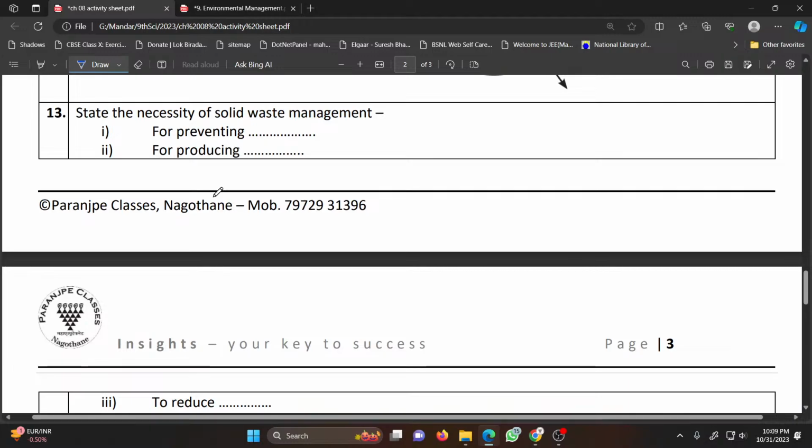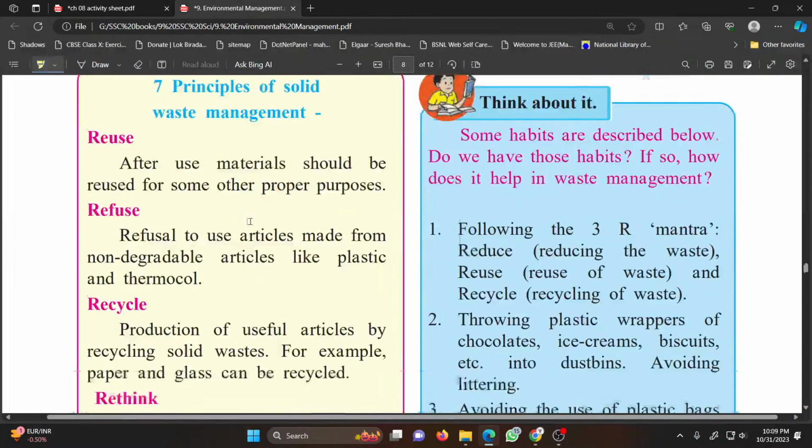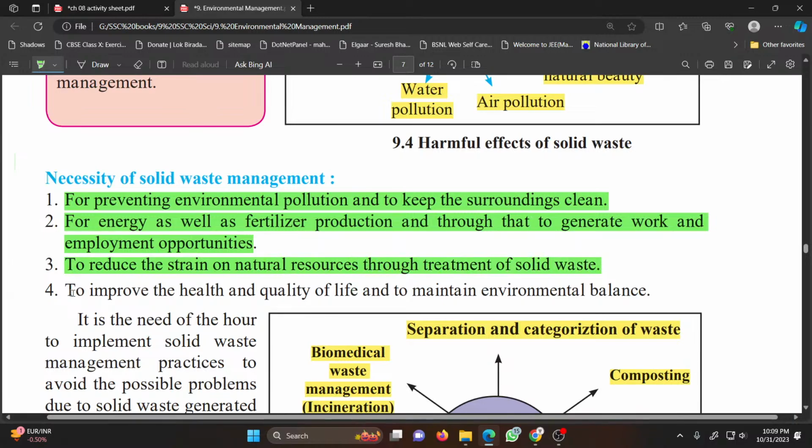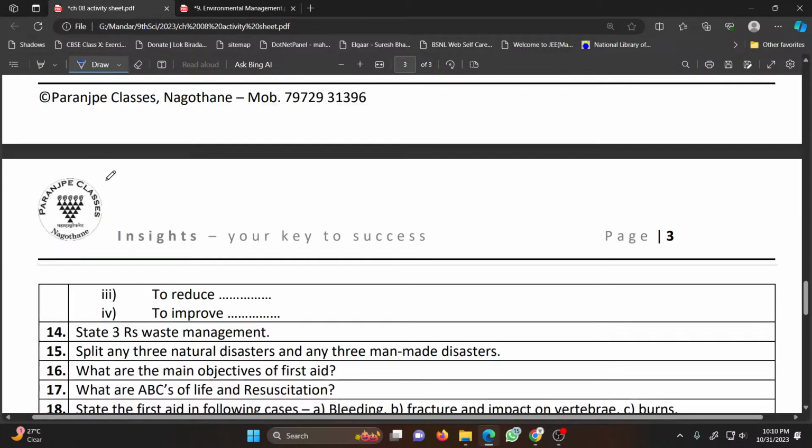State the necessity of solid waste management, that means why solid waste management is important. It is given here. For preventing environmental pollution, to keep the surroundings clean, for energy as well as fertilizer production, and through that to generate work and employment opportunities, to reduce the strain on natural resources, to improve the health and quality of life, and to maintain environmental balance.